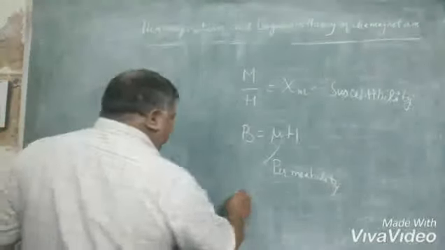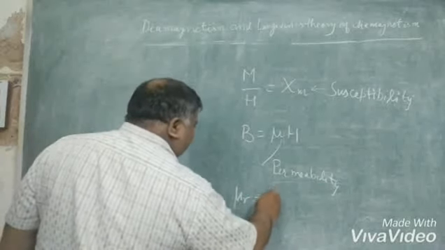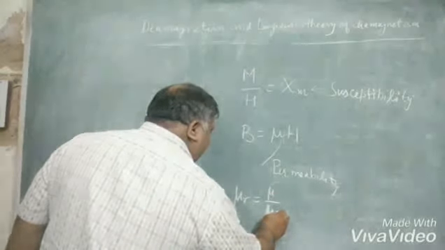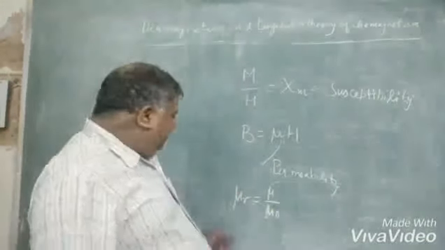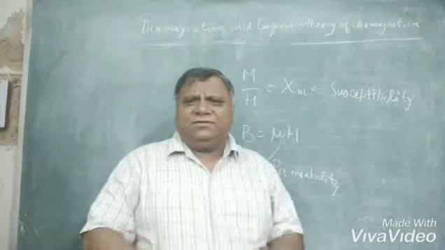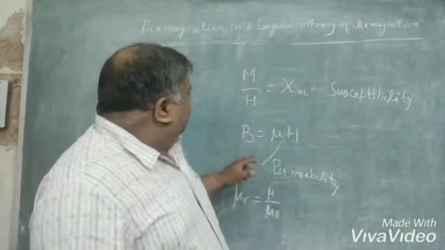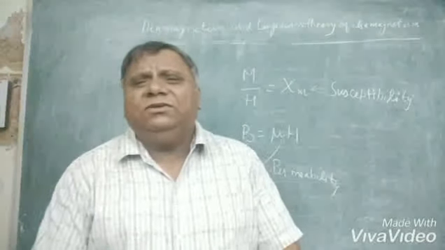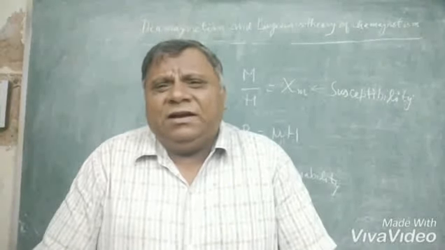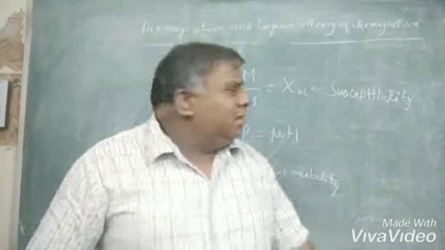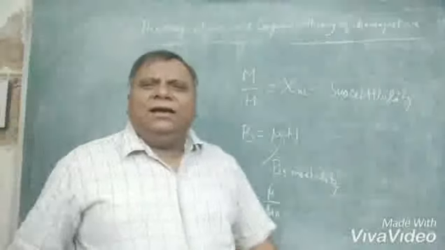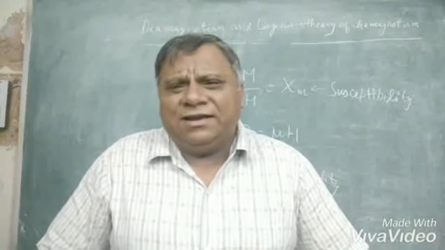Again, we define the relative permeability, where mu naught is the permeability of free space. Now, diamagnetic materials are characterized by a negative and small susceptibility. Permeability is generally less than 1.